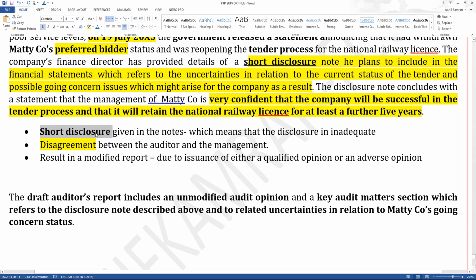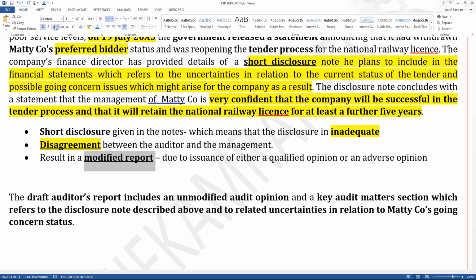So do you all agree that a short disclosure is inadequate? Bullet number one, you're all clear on bullet number one? Okay. So when you believe this is inadequate, bullet number two, do you all agree with the disagreement between the auditor and the management? Okay, then in bullet number three, should we issue a modified report if there is a disagreement? Do you all agree with that? And either we will issue a qualified opinion or an adverse opinion, depending upon how significant the matter is.